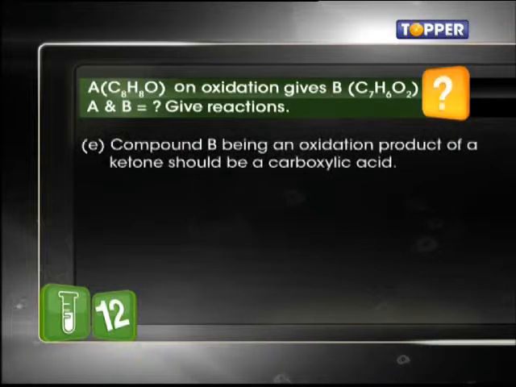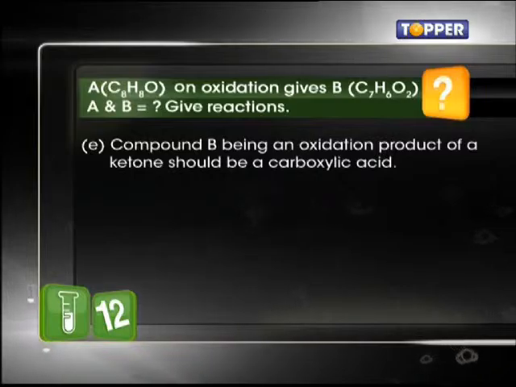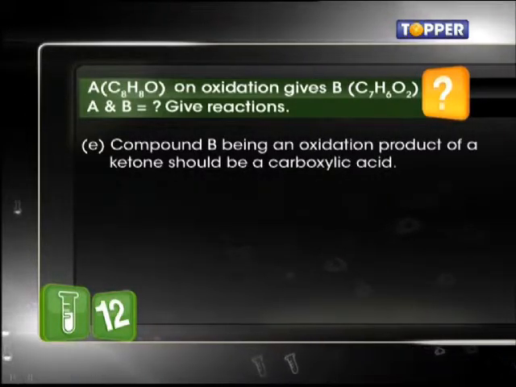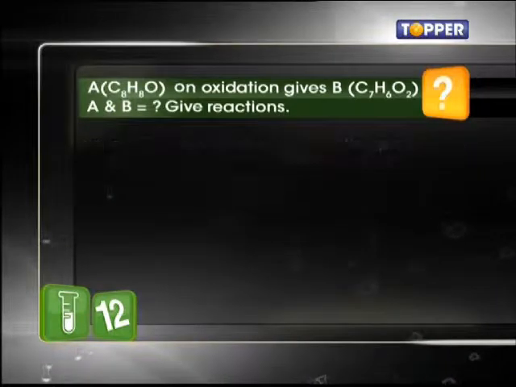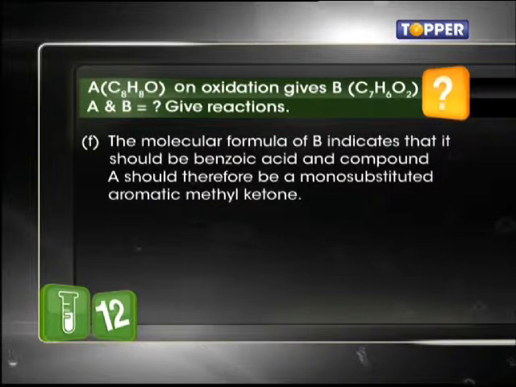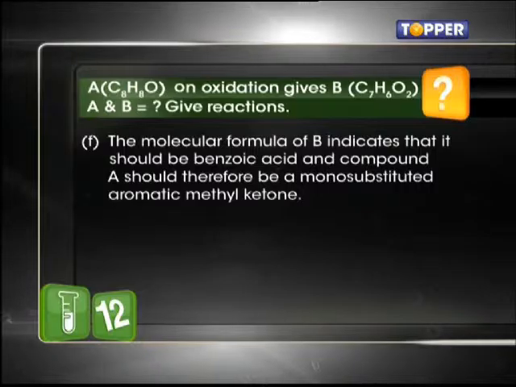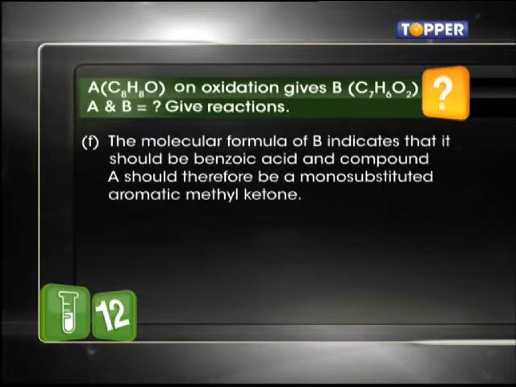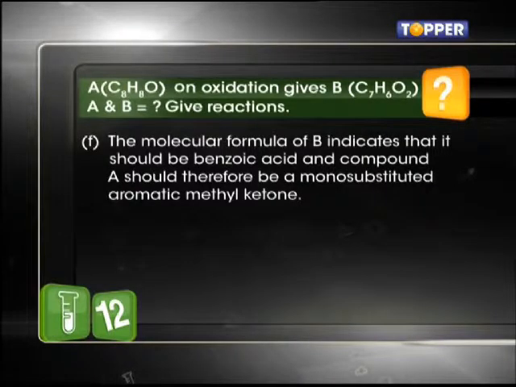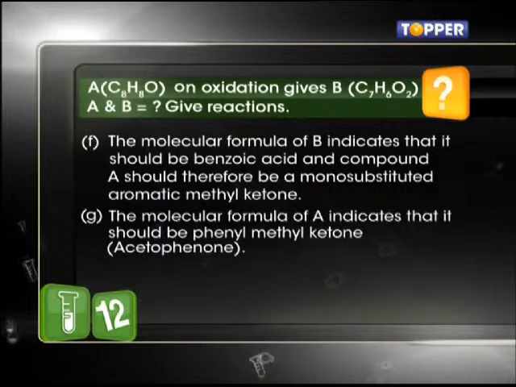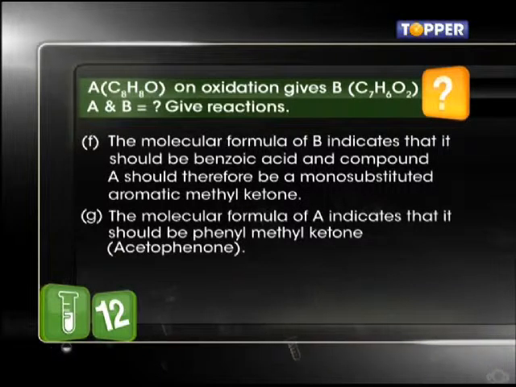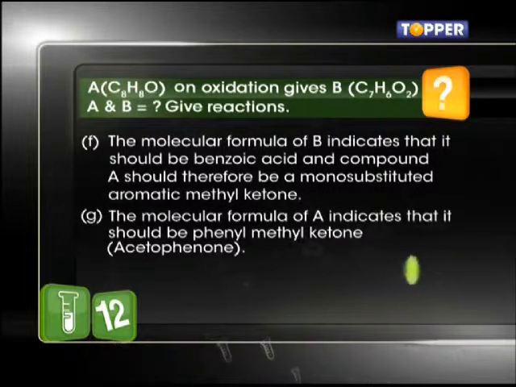Coming to compound B now, compound B being an oxidation product of a ketone should be a carboxylic acid. The molecular formula of B indicates that it should be benzoic acid, and compound A should therefore be a monosubstituted aromatic methyl ketone. From here we can deduce that A should be phenyl methyl ketone or acetophenone.